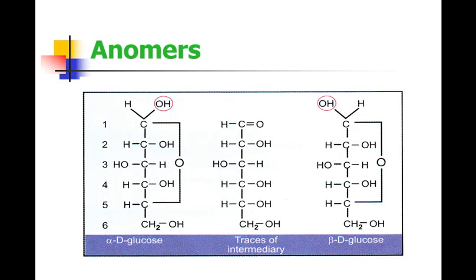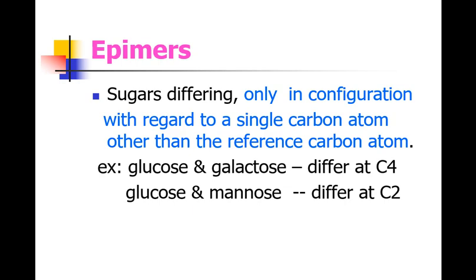See here, examples for anomerism. We have alpha D glucose and beta D glucose. They differ with respect to the first carbon of glucose. So alpha D glucose and beta D glucose differ with respect to the position of H and OH around the first carbon, that is nothing but the anomeric carbon. So alpha D glucose and beta D glucose are called anomers.